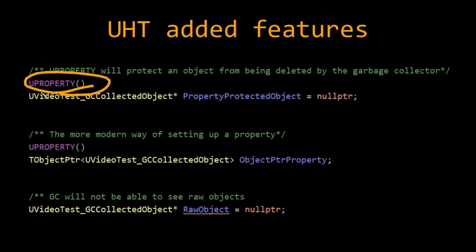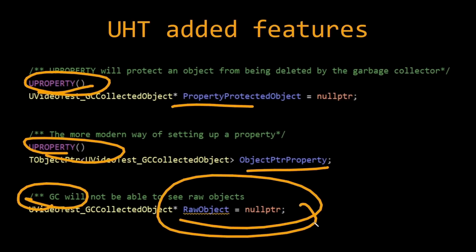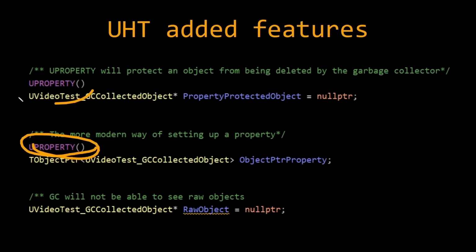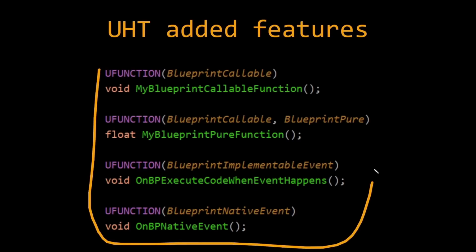So here we have this UPROPERTY system that prevents these from being garbage collected. And we have regular C++ variables that do not have UPROPERTY, that are not part of the garbage collection system, but these are features that have been added. We have UFUNCTIONs, which allow functions to be called from Blueprint scripts. We have things like make them pure, which changes how they look in scripts. We have BlueprintImplementableEvent, which is just an event that happens on Blueprint side. We have BlueprintNativeEvents, which have native callbacks. All of this is features added.